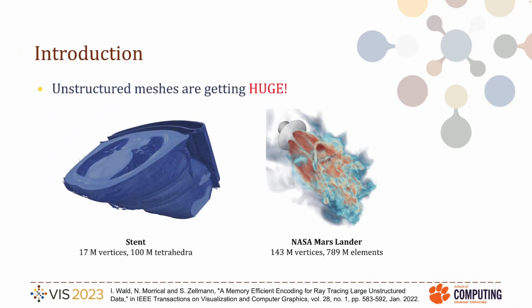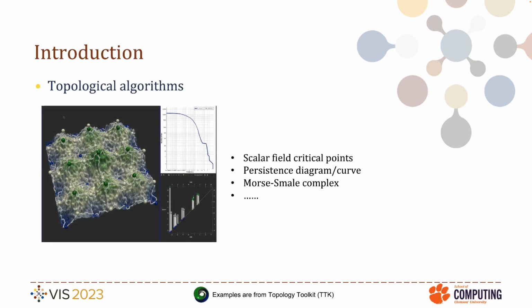It is pretty common nowadays that unstructured meshes are getting very large. For example, the standard dataset on the left side has 17 million vertices and 100 million tetrahedra. The NASA Mars Lander dataset on the right side contains 143 million vertices and 789 million elements. The topological algorithms are supposed to run on these unstructured meshes and extract topological features. For example, scalar field critical points, persistence diagrams or persistence curves, Morse-Smale complexes, and so on.